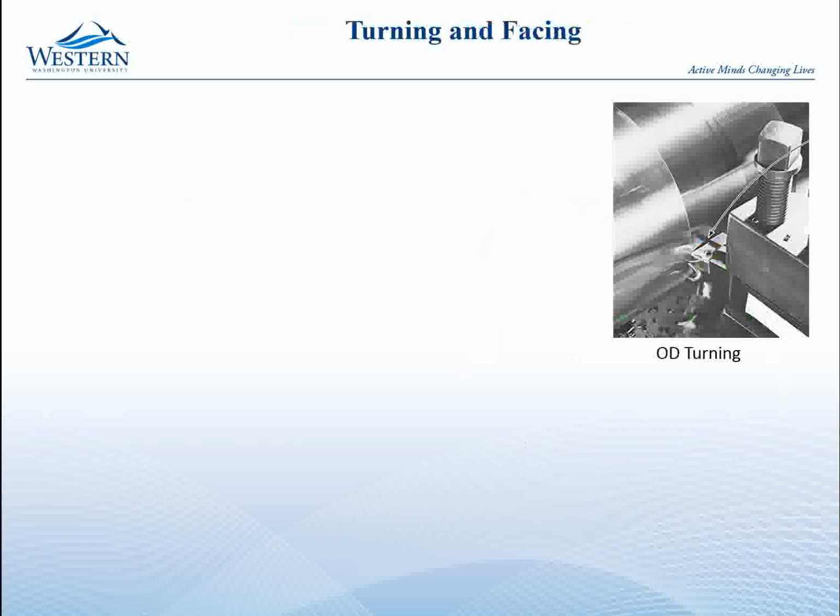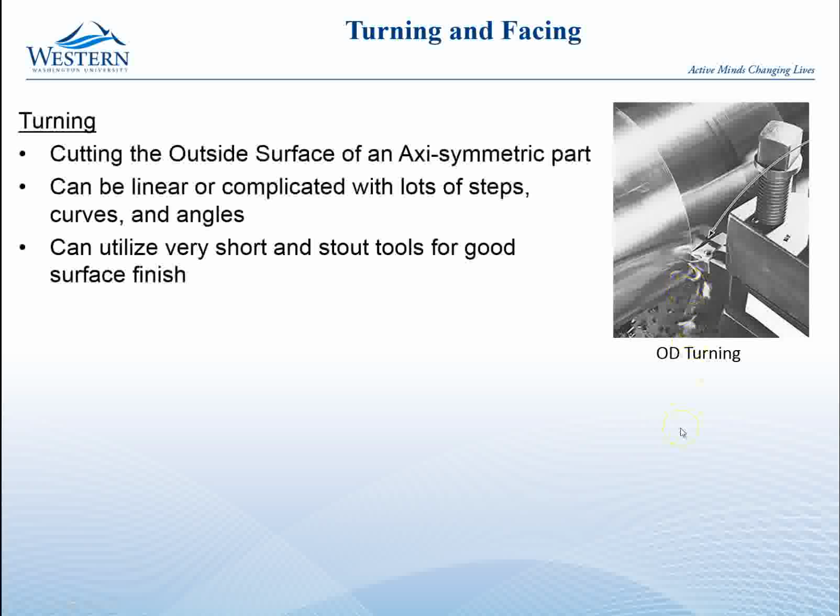When we are doing turning and facing, as you can see here, this is turning the outside diameter of this large part, OD turning. So cutting the outside surface, it can be linear as you've been doing in lab, or it can be complicated. It can have lots of different steps, or it can have smooth shapes that you can make, sort of hourglass shapes or almost any shape.